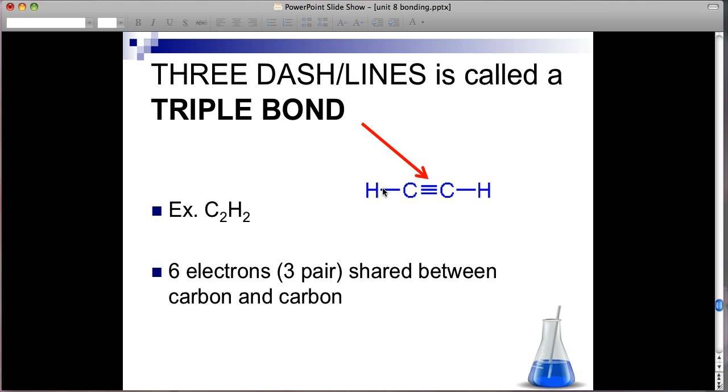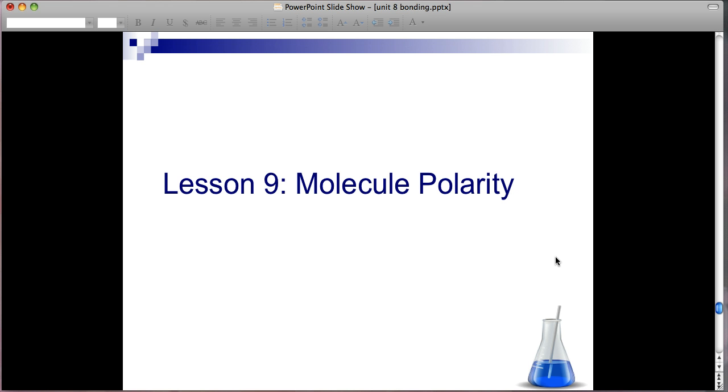And, double check. Here's 2 electrons, so hydrogen's happy. 2 electrons, hydrogen's happy. Here, 2, 4, 6, 8. Carbon is happy on either end, and everybody is good to go.